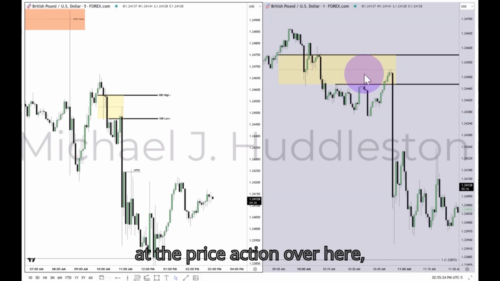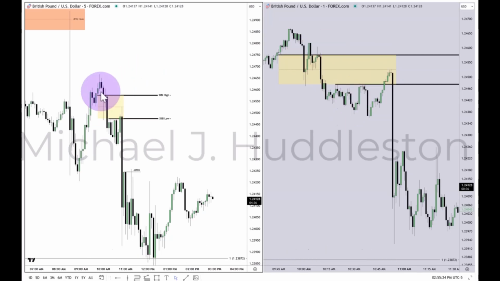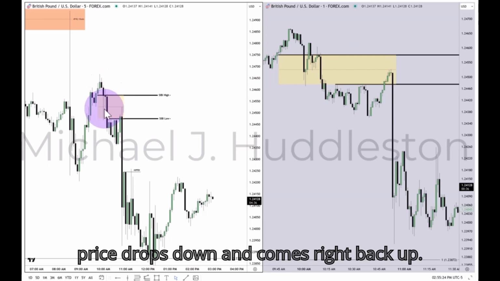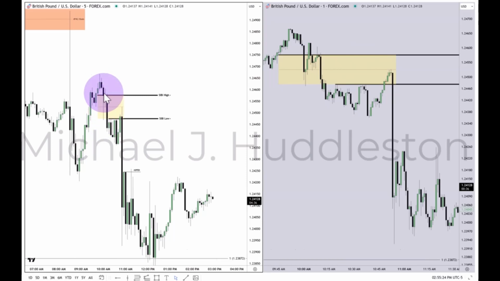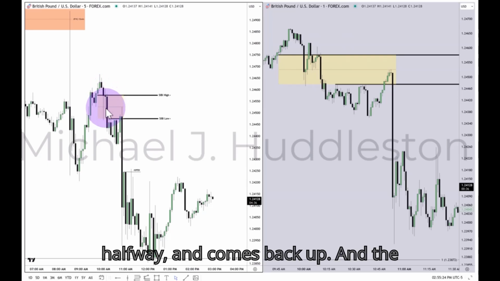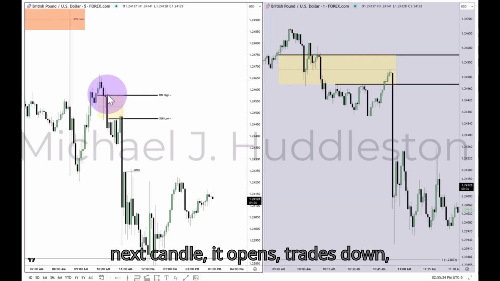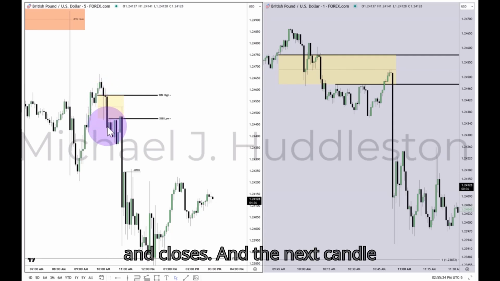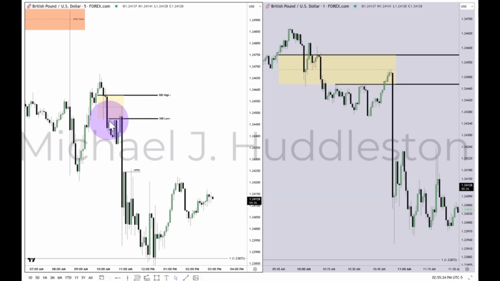Well, if you look at the price action over here, price drops down and comes right back up. Then it opens here, trades down halfway, and comes back up. And then the next candle, it opens, trades down, and closes. And the next candle does what it does here.